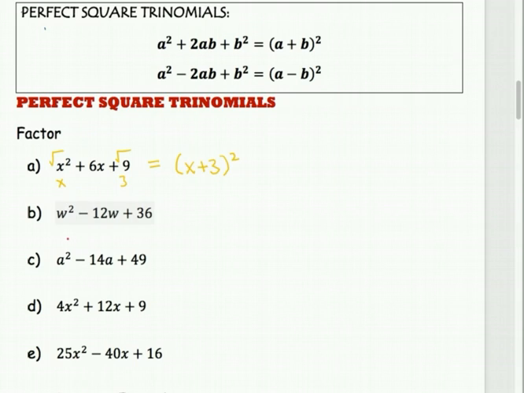Okay, let's try the next one. You come along and you notice there's a perfect square here at the end, so let's analyze it. Yep, if I square root that, I get a w, and I square root that, I get 6. Then I'm analyzing: if I take 6 times w times 2, will I get 12w? Yes, so I have a perfect square trinomial. I can go w, and then I subtract because the middle term is negative, 6, all squared.